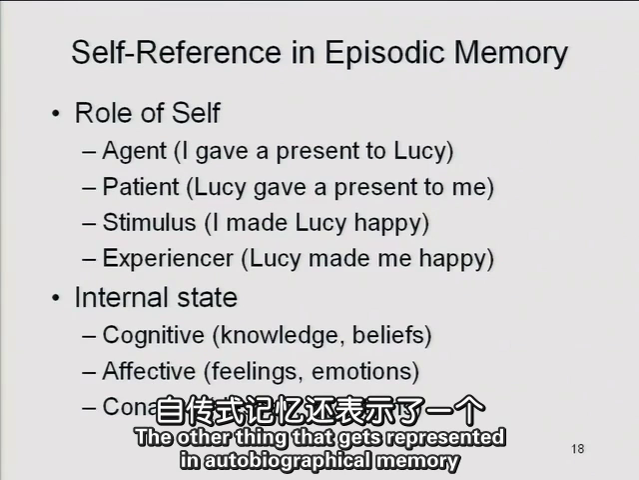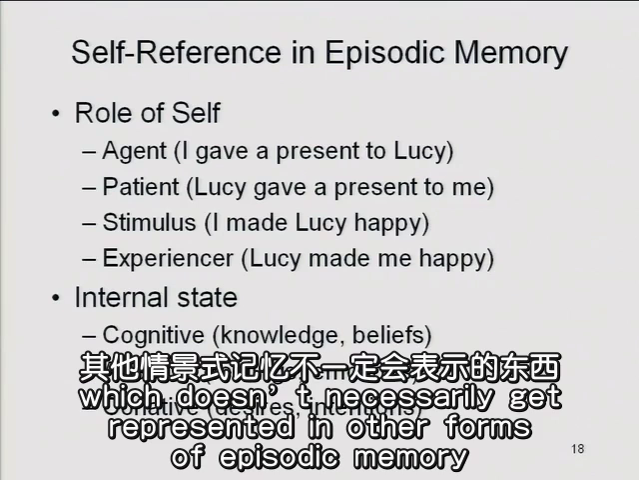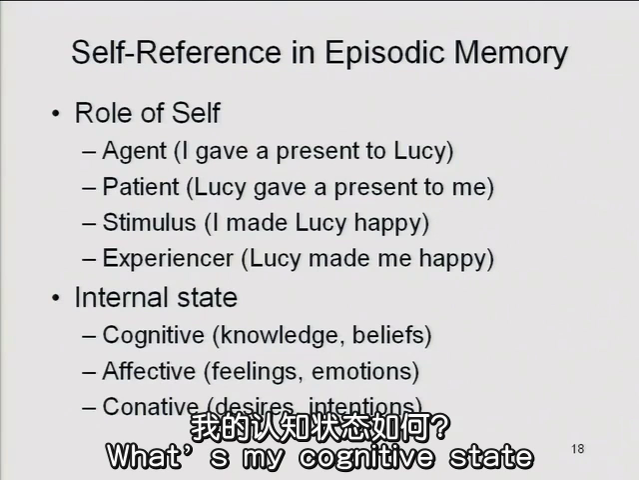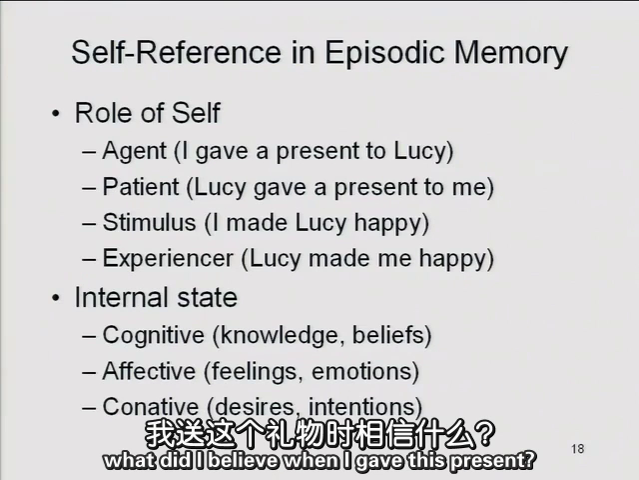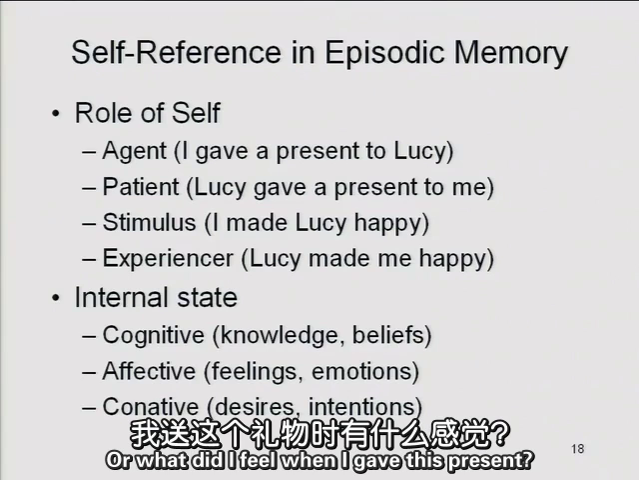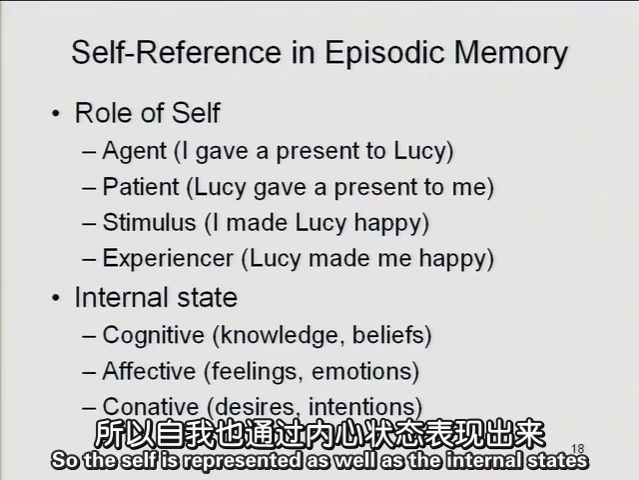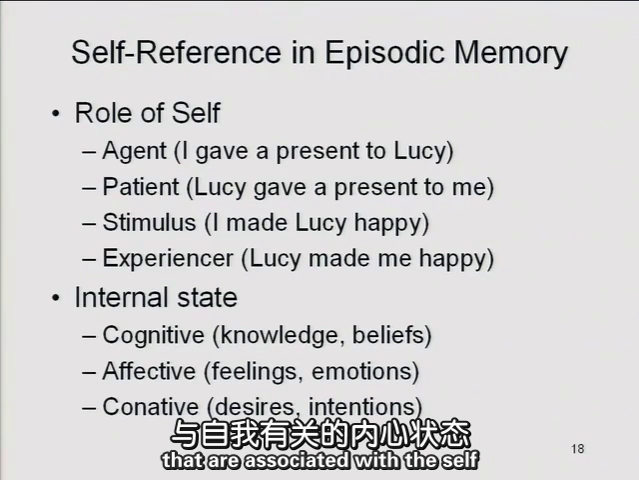The other thing that gets represented in autobiographical memory, which doesn't necessarily get represented in other forms of episodic memory, is the internal state of the self. What's my cognitive state? What did I believe when I gave this present? Or what did I feel when I gave this present? Or what did I want when I gave this present? So the self is represented as well as the internal states that are associated with the self.